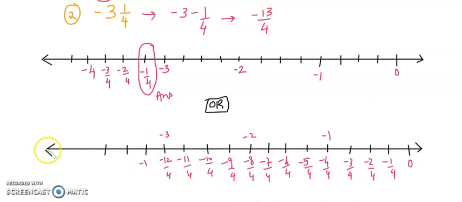Okay, so is it after negative 3? Yes. So negative 3 1 by 4 is smaller than negative 3, so it's on the left side. Hope this makes it clear.